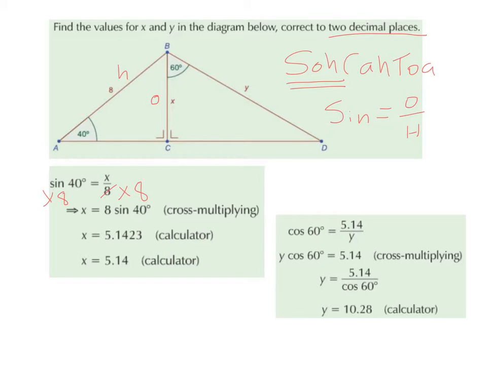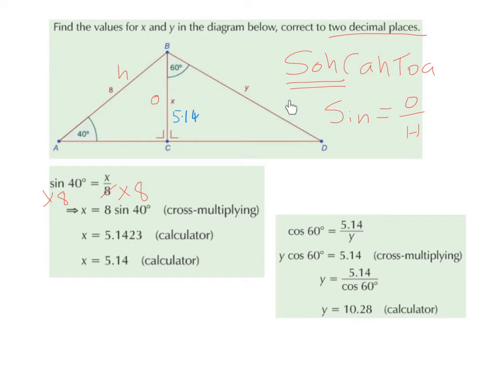And into the calculator, that will give us 5.1423, and rounding to 2 decimal places, 5.14. So now we have x is equal to 5.14, and now we need to find y.